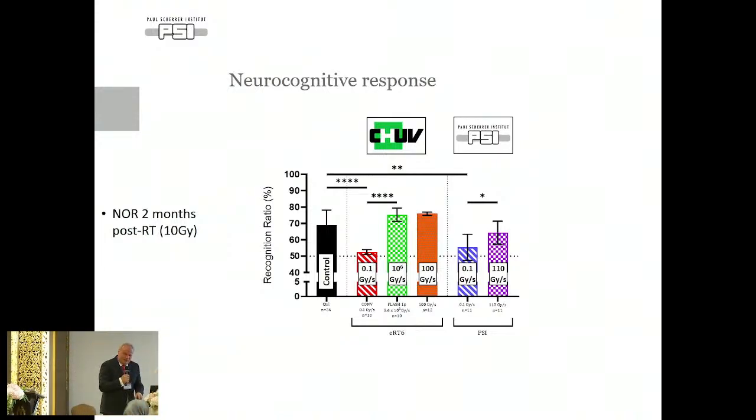So we were asking ourselves, a mouse brain is small. Maybe we do not always hit the mouse brain.